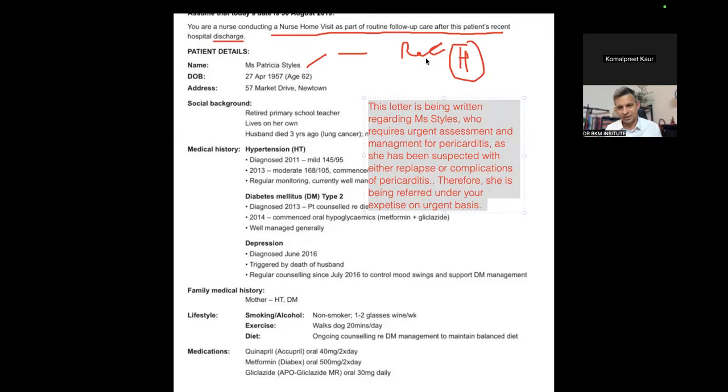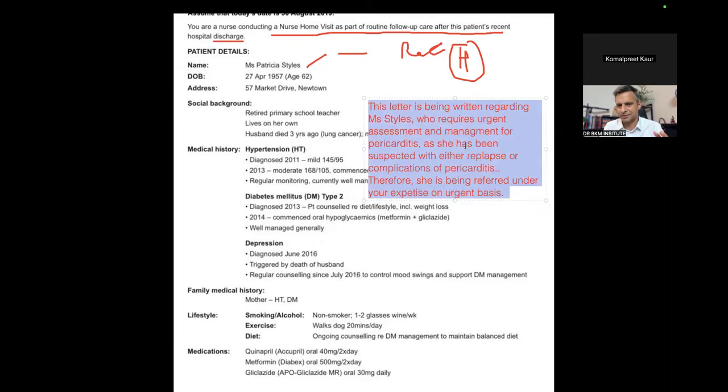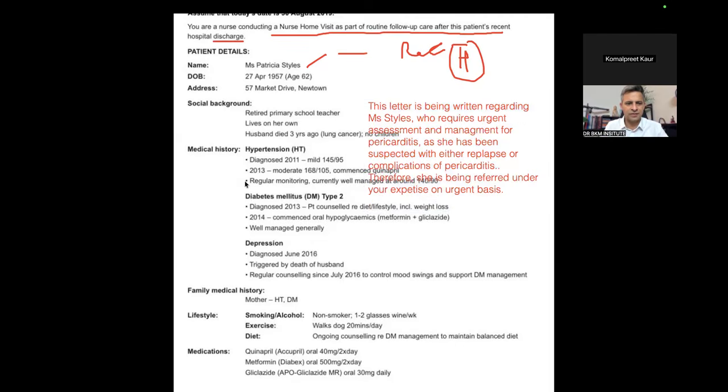So this letter is being written regarding Mrs. Styles, who requires urgent assessment and management as she has been. This also I will tell you why has been. Otherwise you will get confused, but note the grammar, connectors and everything. I hope it is visible to everyone and it makes sense to everyone. Let me cross check it. I hope it is visible to everyone, guys.